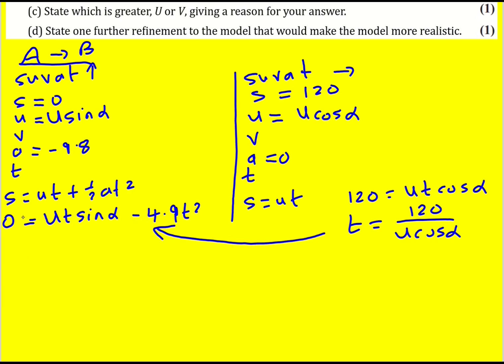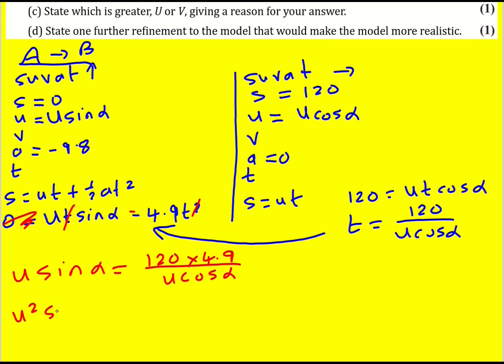So I can change it so these two are equal, and I can cancel out the t's because t is non-zero. Then I'm going to get u sine alpha equal to 120 times 4.9 all over u cos alpha. And that means u squared sine alpha cos alpha is 120 times 4.9, which ends up being 588. And we've proven the result.